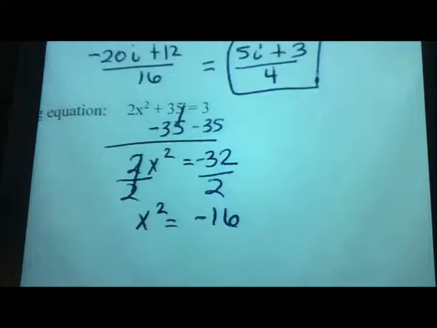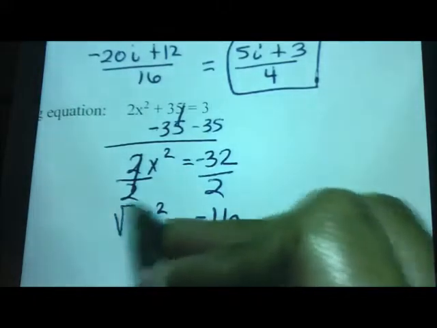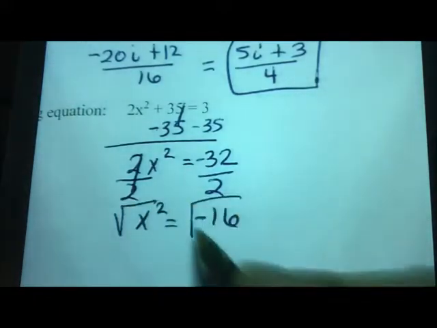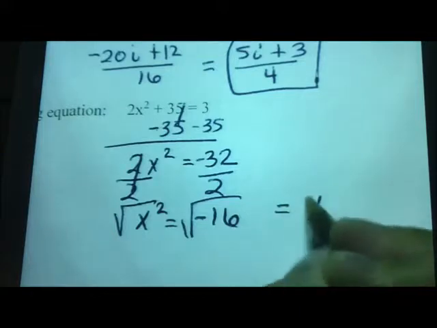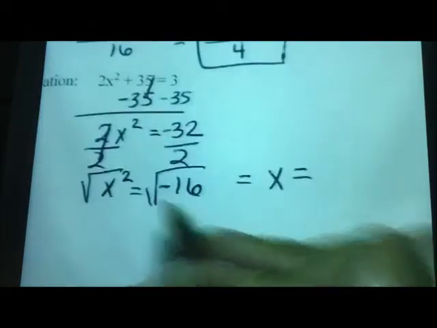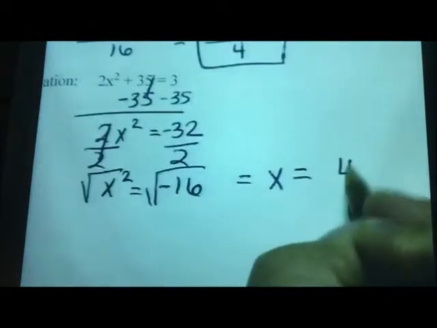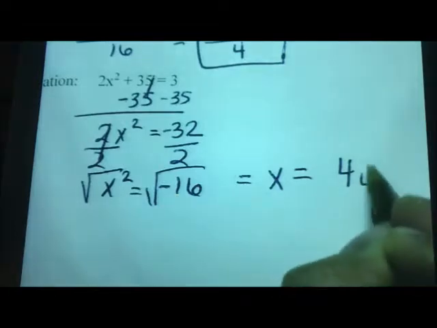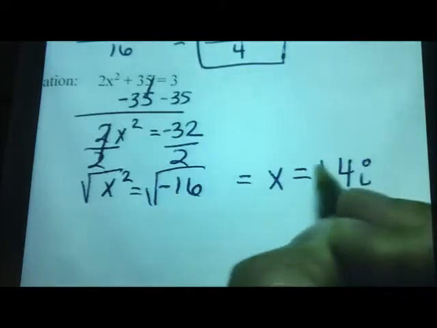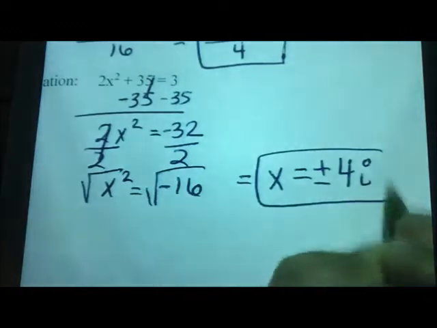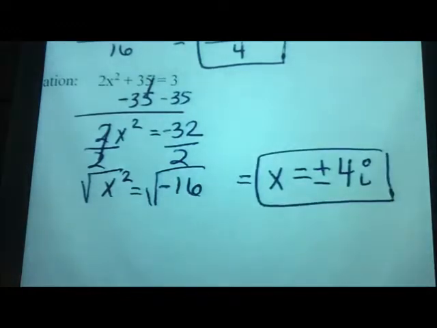And in order to solve for x, I need to take the square root of both sides. So x equals, the square root of 16 is 4. Because it has a negative, we put an i. Because we're solving, i has to be a plus or minus. So the square root of 16 is 4. Because of the negative, we put the i.